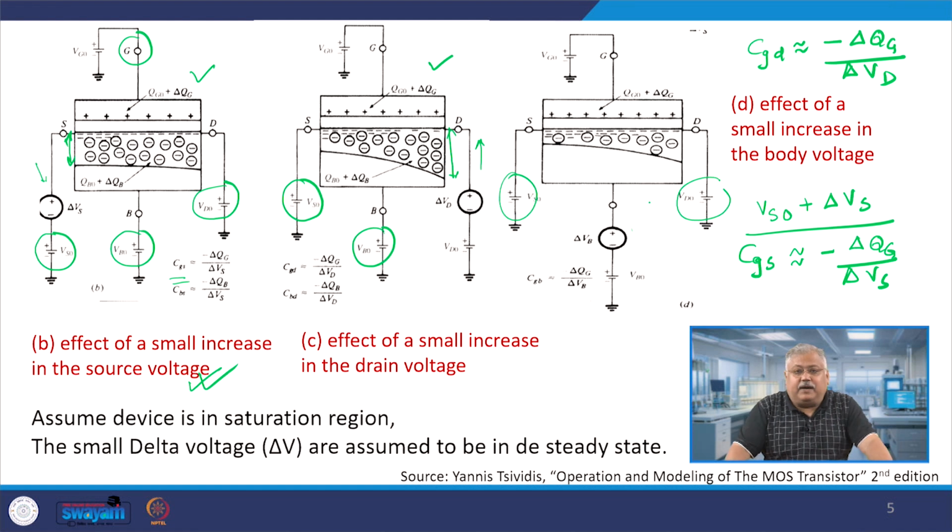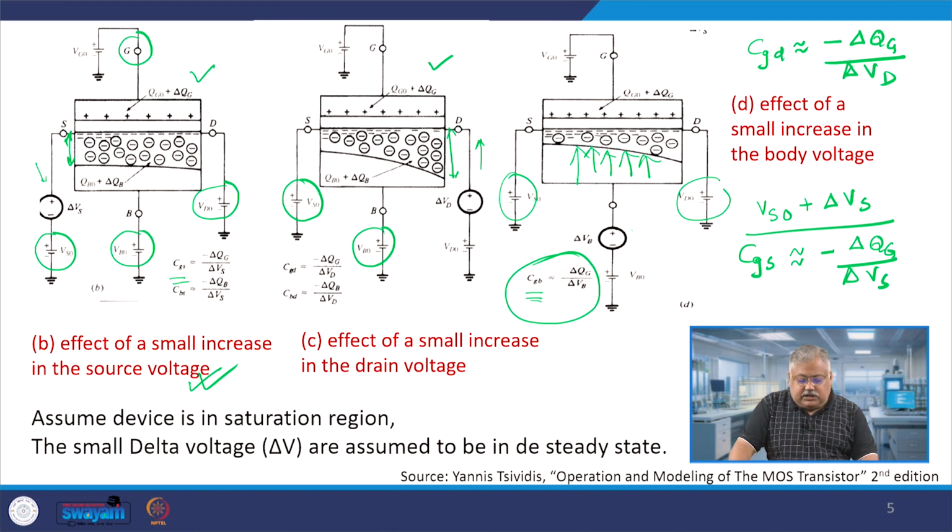If you apply a bulk bias del VB with a positive sign onto the bulk side, you are effectively increasing the electric field in this direction. Once you are effectively increasing the electric field, your gate charge again reduces. Why? Because you are pulling away the electrons from there. And therefore, CGB, gate to bulk, is del QG by del VB.